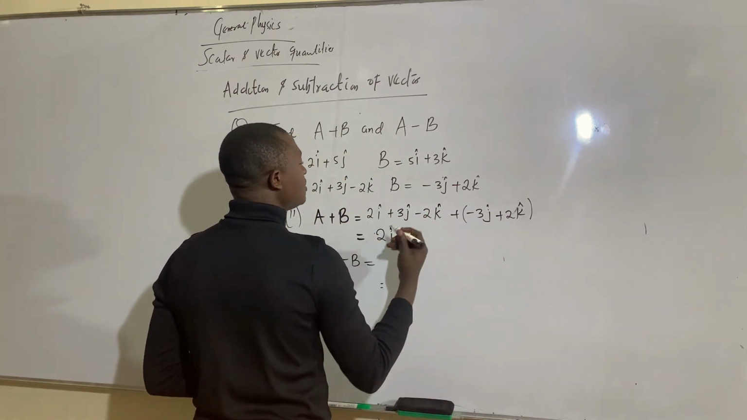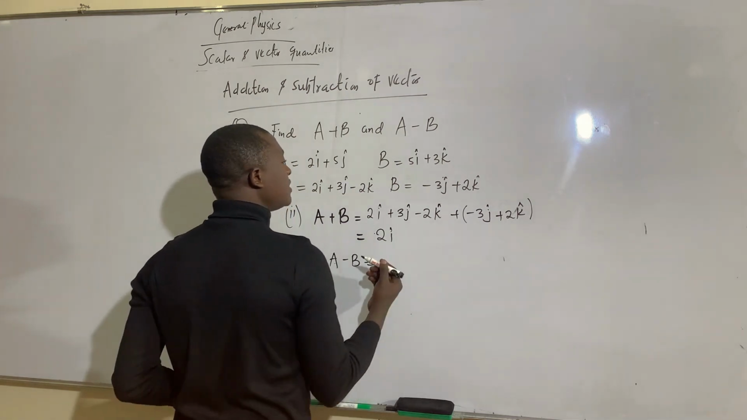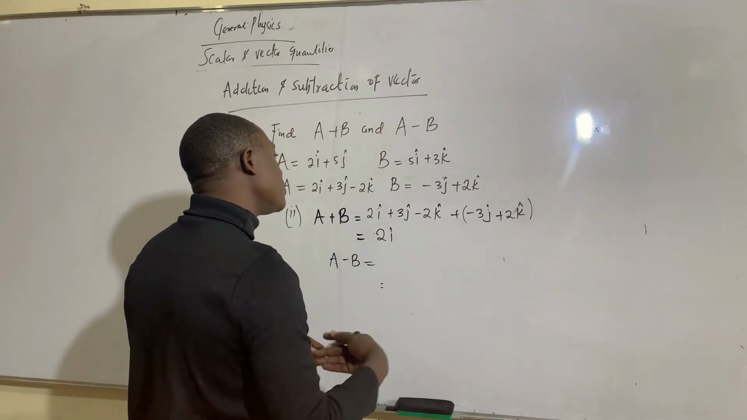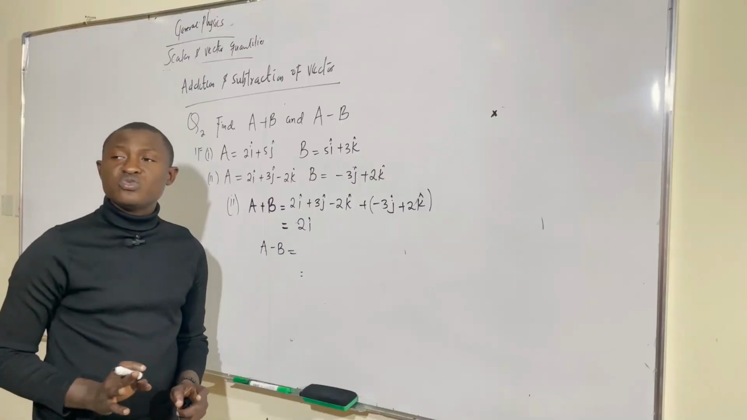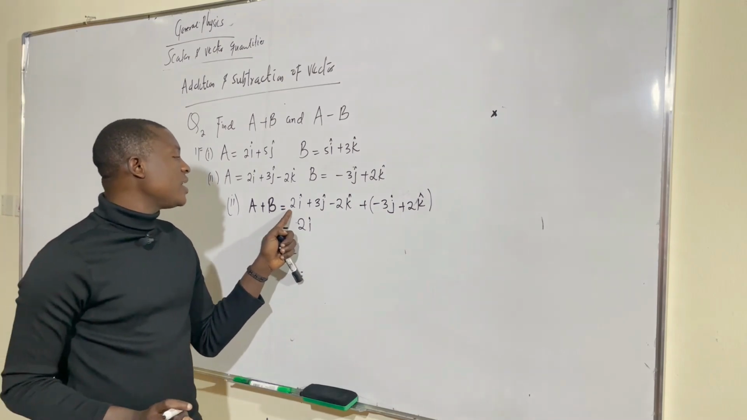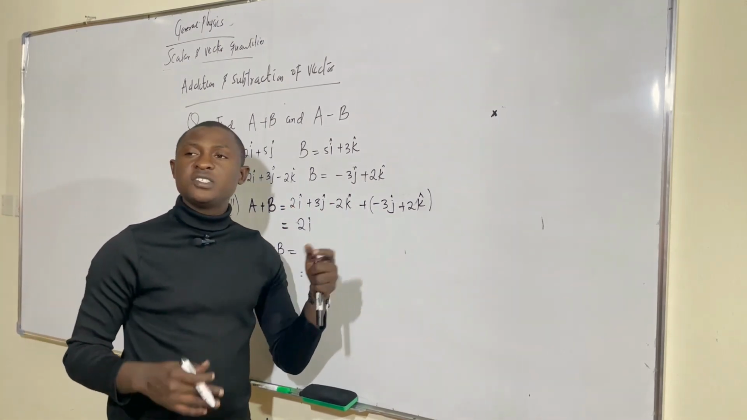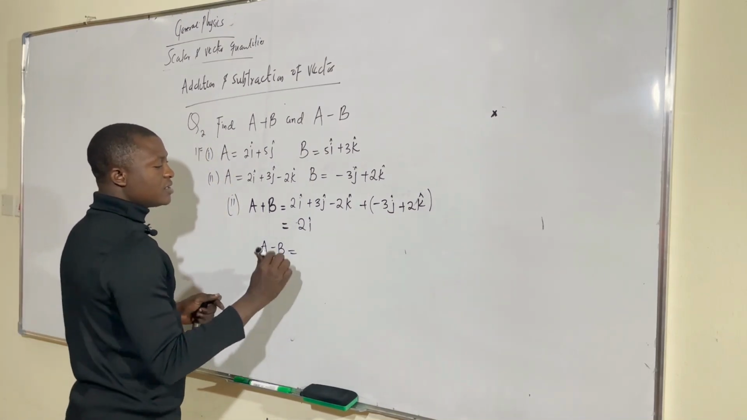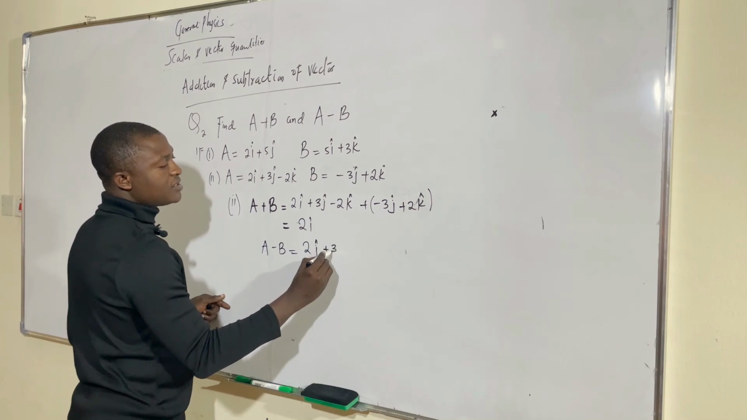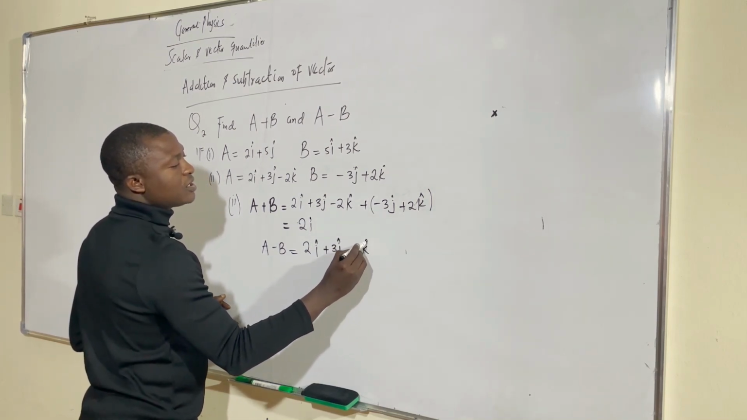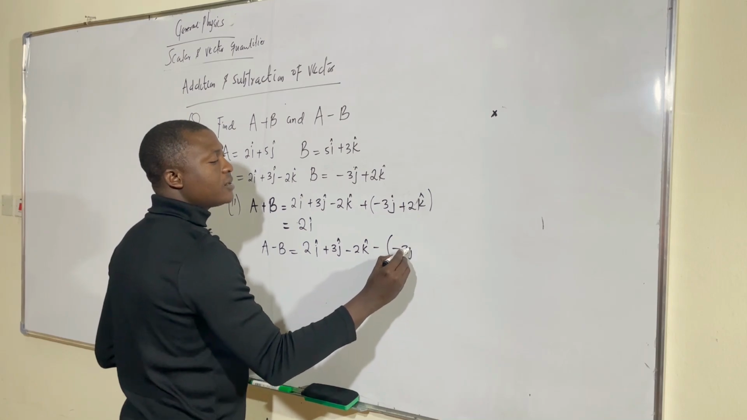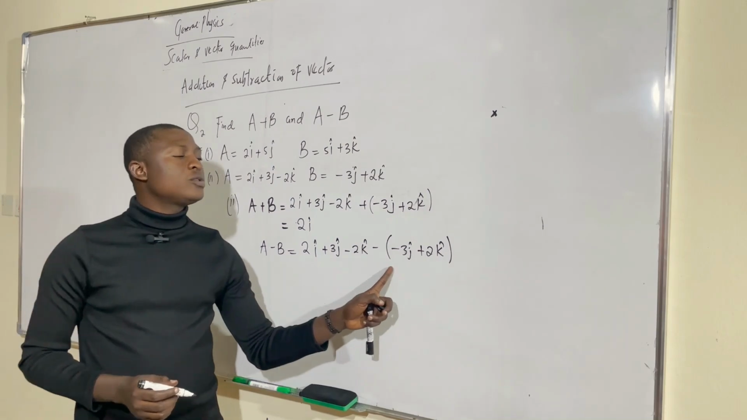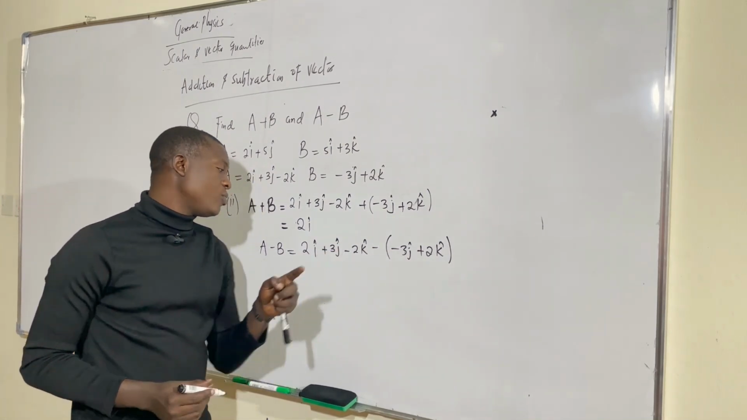So now 3j minus 3j, of course, we are going to have 0j, right? Minus 2k plus 2k, we are going to have 0k as well. So the only result that we have here is 2i. I hope you are getting it, because 2i is the only one that survived here. So let's see in the case of minus: I have 2i plus 3j minus 2k, then minus my b, which is minus 3j plus 2k. Before we solve this problem, I'll firstly use the minus to open the bracket here. Hope you remember that.